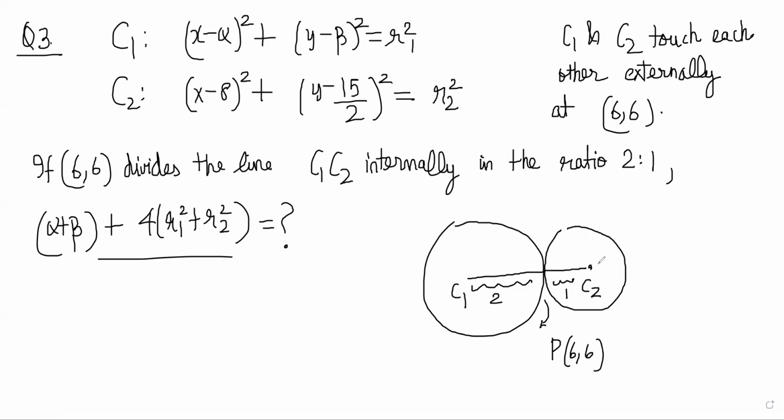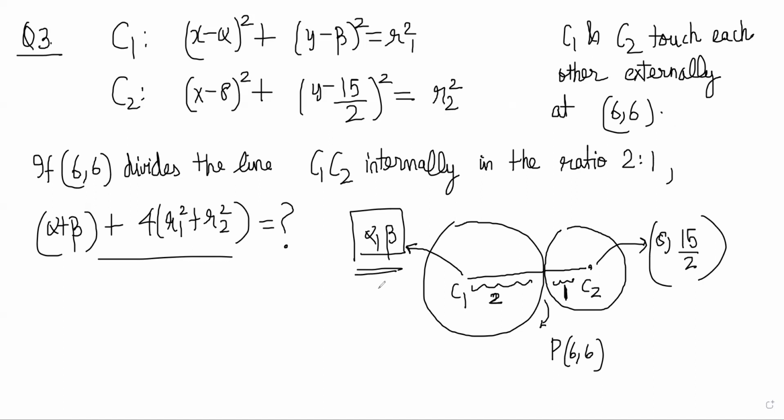And the center of the second circle, C2, is already known. It is 8, 15 by 2, right? Center of C1 is not known yet. It is alpha, beta, right? But now you can find the point alpha beta directly because we know the section formula, and the line C1 C2 is being divided in the ratio 2:1 by the point 6, 6. We already know the C2 point, so we can find C1. Let's say C1 is alpha beta. We have these relations by section formula.